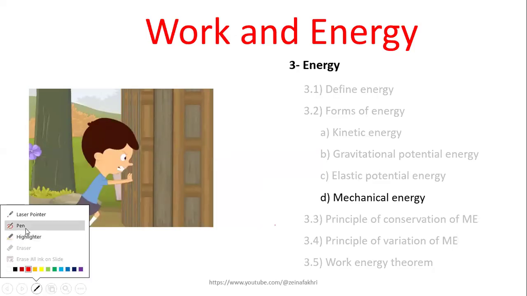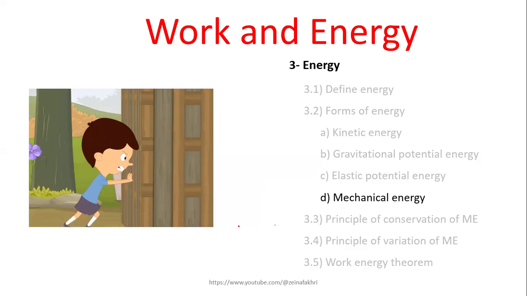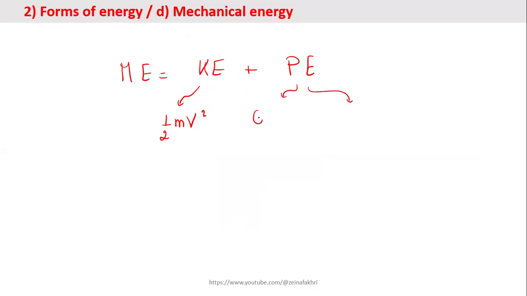So what is then the mechanical energy of an object? The mechanical energy is given by the sum of the kinetic energy of the object plus the potential energy. We already knew that the kinetic energy is due to the speed and it's given by half mv squared, the mass times v squared, while PE is about the gravitational potential energy. And if we also have a spring, then we have to put the elastic potential energy.